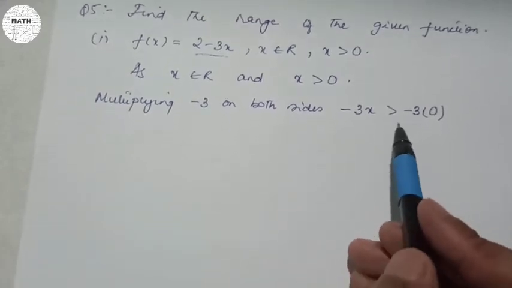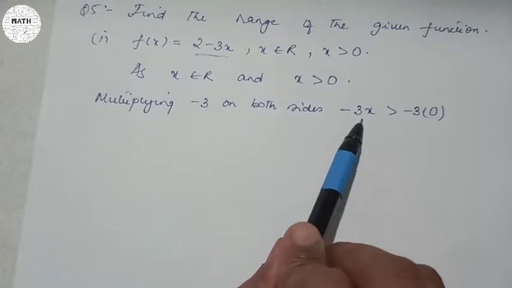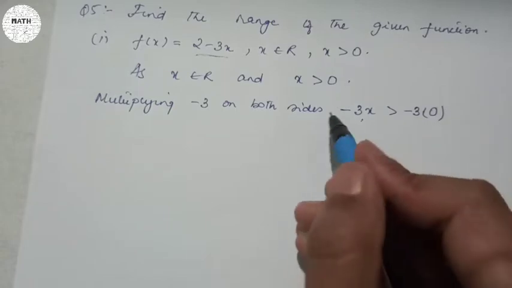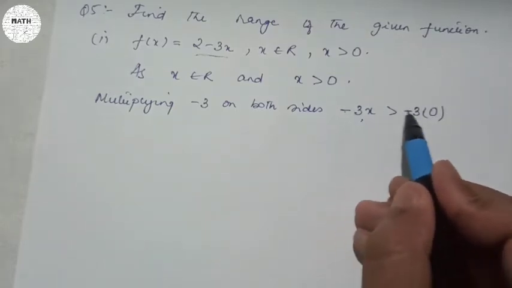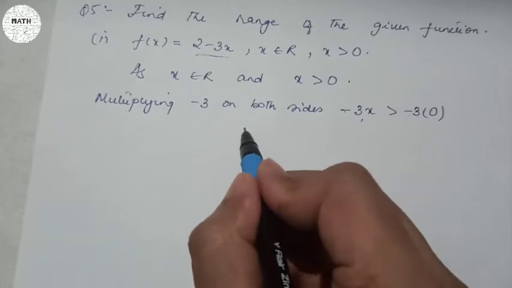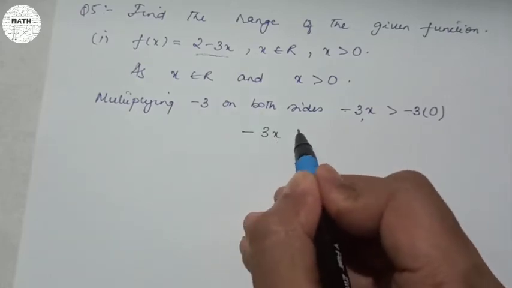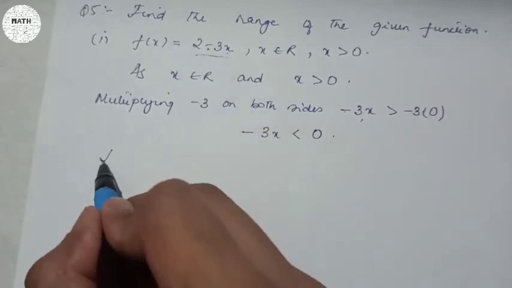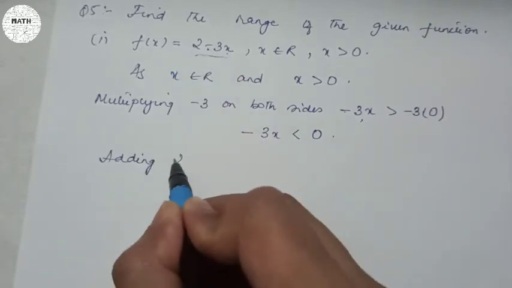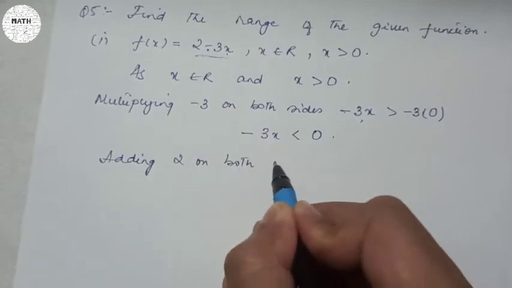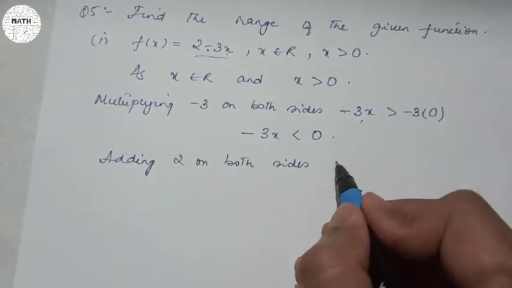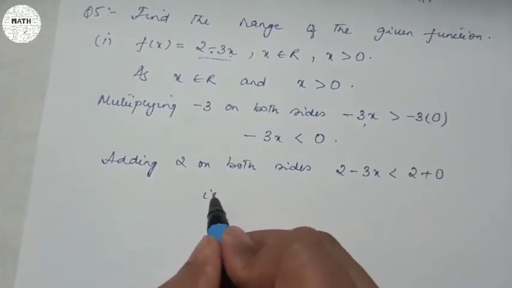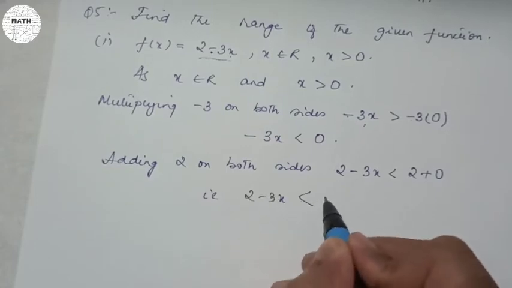Alright, see where I'm tending to go in this manner. So I got minus 3x greater than minus 3 into 0. So whenever changing the sign, even this sign will change. So next step will be minus 3x less than 0. After minus 3x, what comes? 2. So it will be adding 2 on both sides. So if I add 2 on both sides, I'll get 2 minus 3x less than 2 plus 0. So that is 2 minus 3x less than 2.